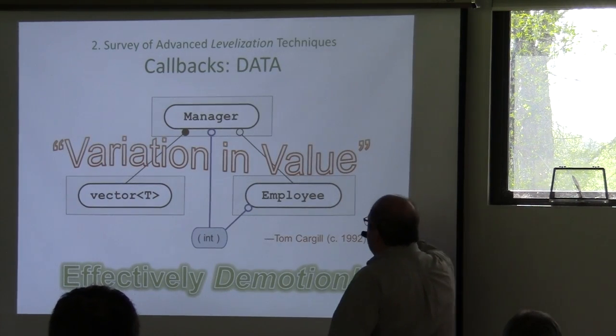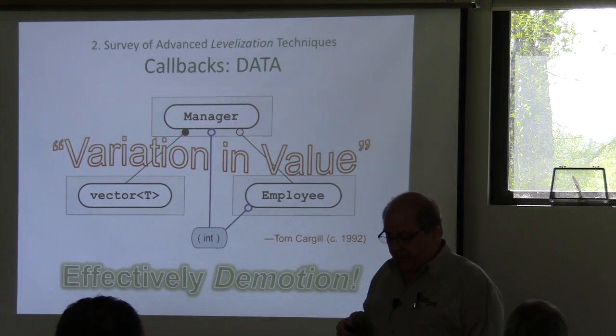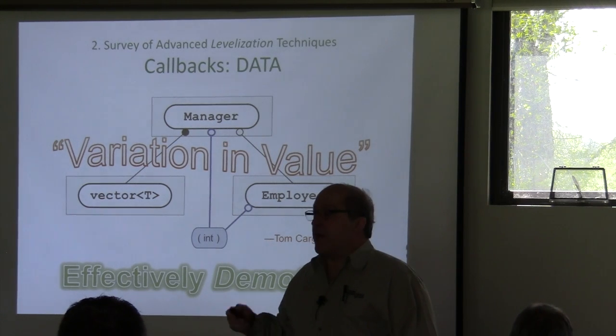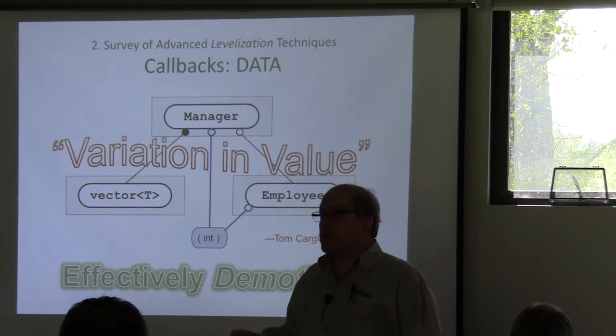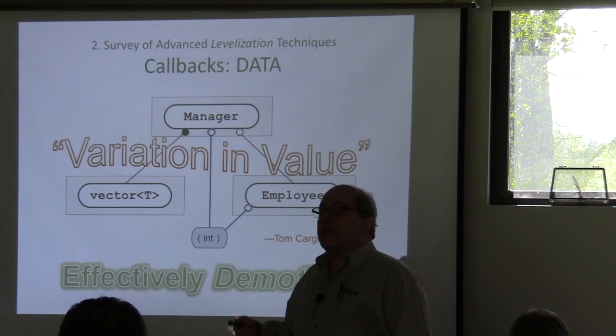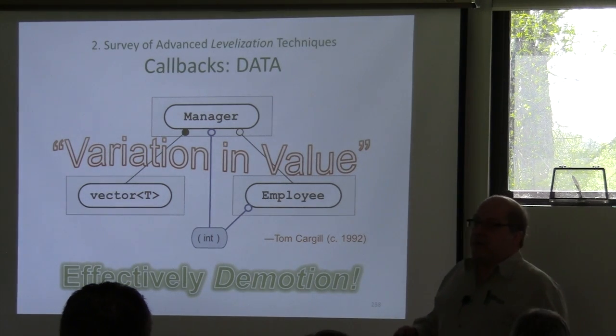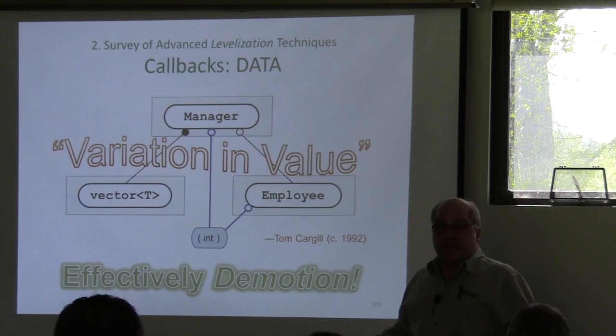So, data is for variation in value. Cargill pointed out that in around 1992 inheritance is for variation in behavior. And so we don't want to use inheritance when simple data members will get the job done. And I think it was a very good observation, which, by the way, is why we don't have base classes that are values and derived classes that are special implementations of those values. That doesn't really happen in practice. Or if it does, I think it's misguided. And in fact, the standard template library has none of that, and it's all about values.